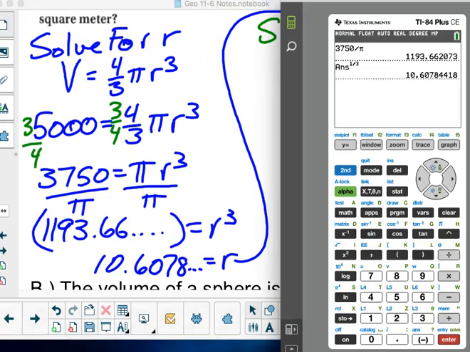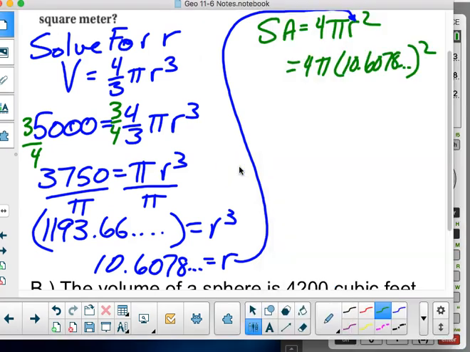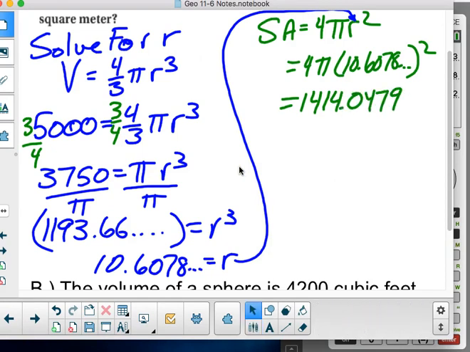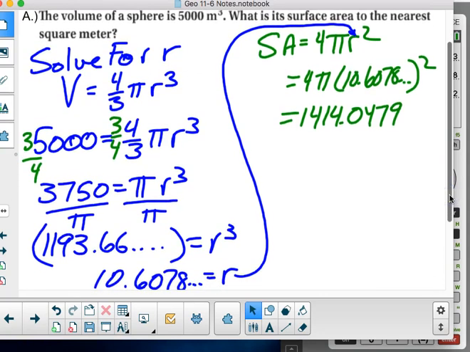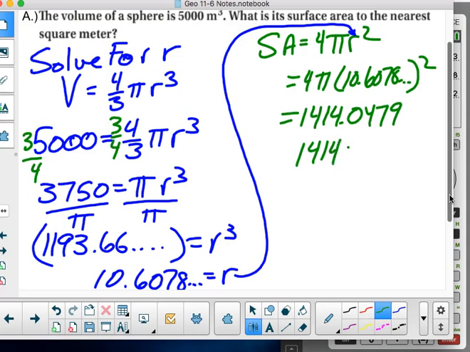So I'm back here, and I go 4 times pi times my answer, squared, equals 1414.0479. Now, I'm wondering, what am I supposed to round to the nearest square meter? So I can say that it's 1414 meters squared is my surface area.